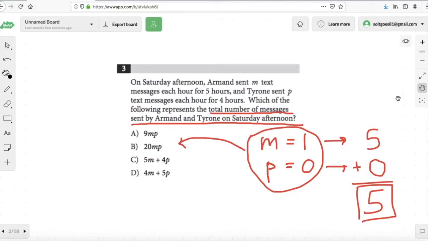So let's plug in, and I'd love to see you work this out on the whiteboard. Let's plug in a 1 for m and a 0 for p into answer choice A, and then we'll solve that and see what we get. The correct answer choice, again, has to give us 5. Can I see you work that out on the whiteboard?